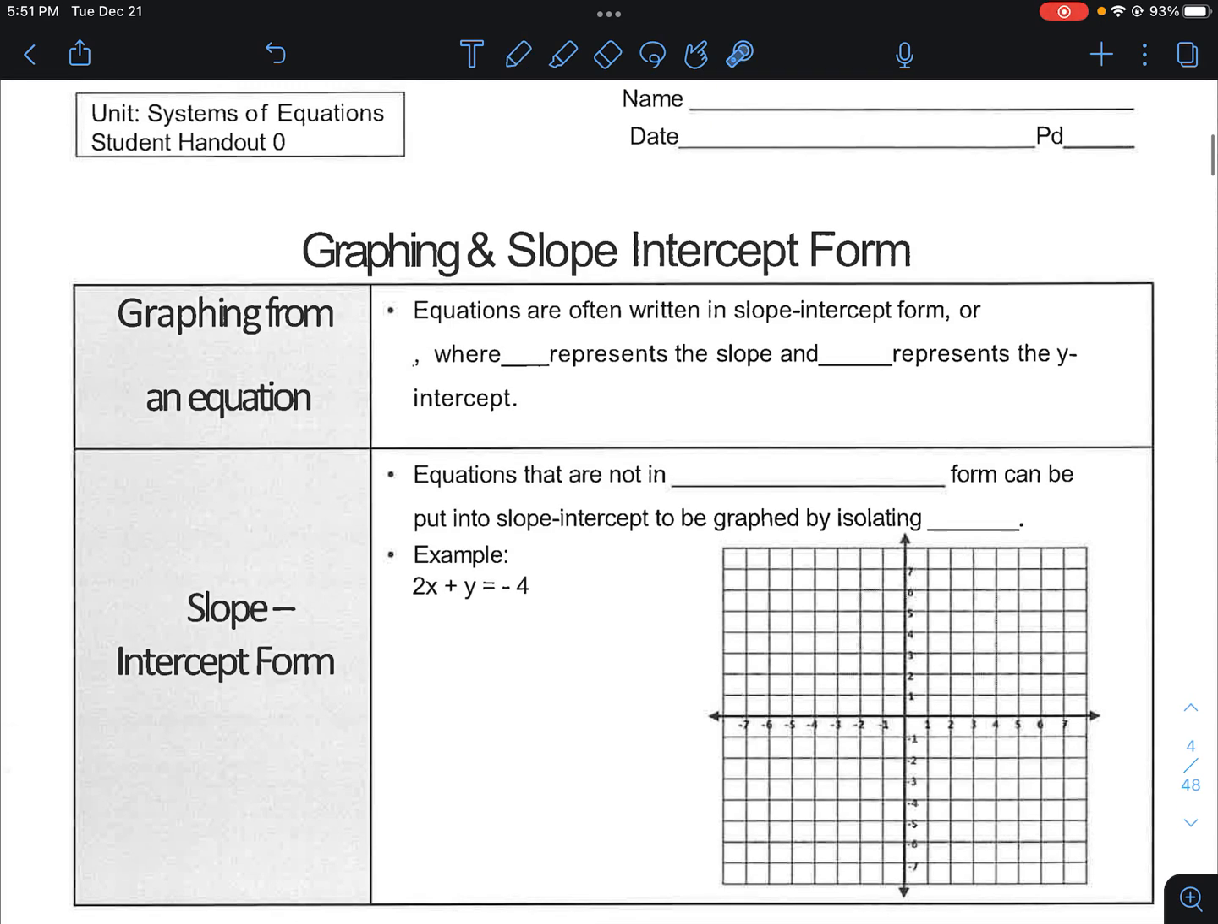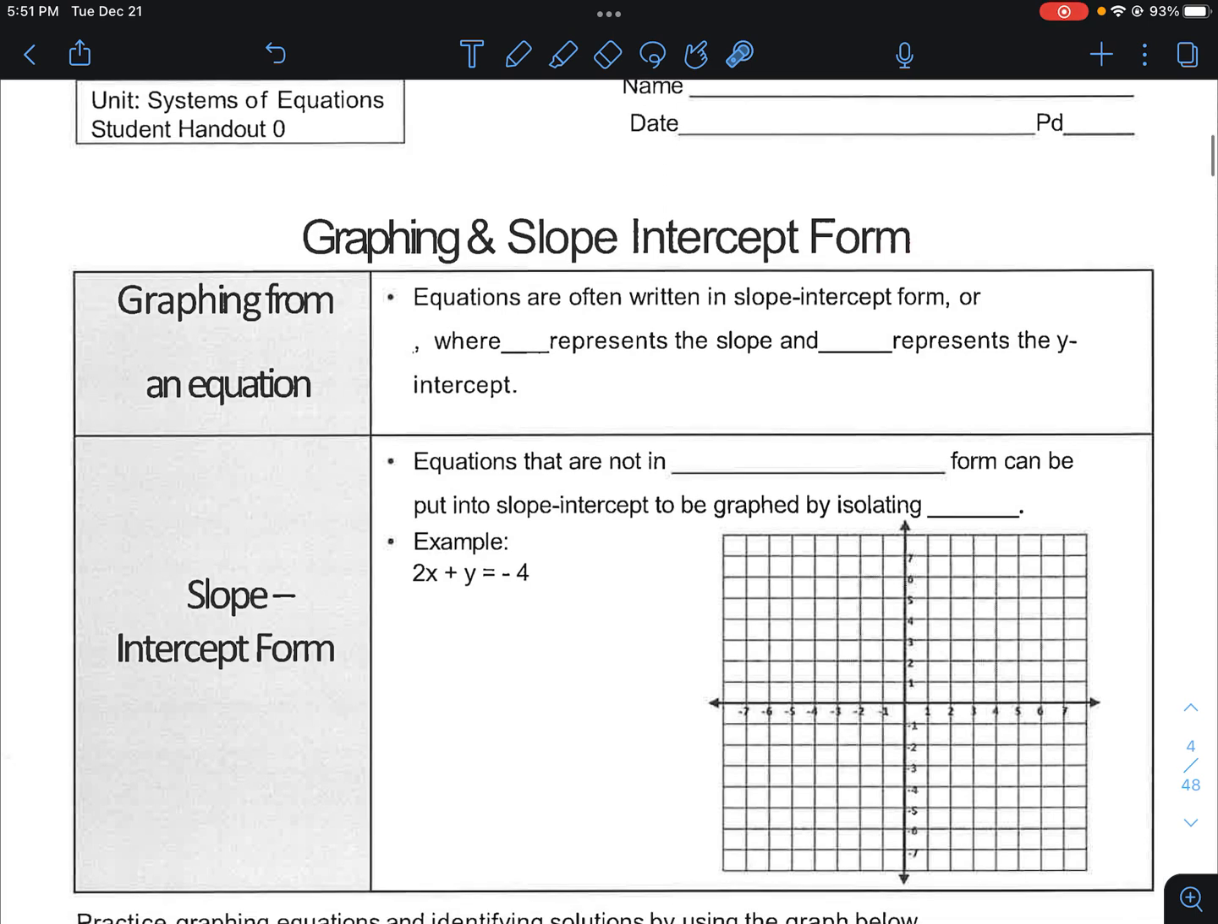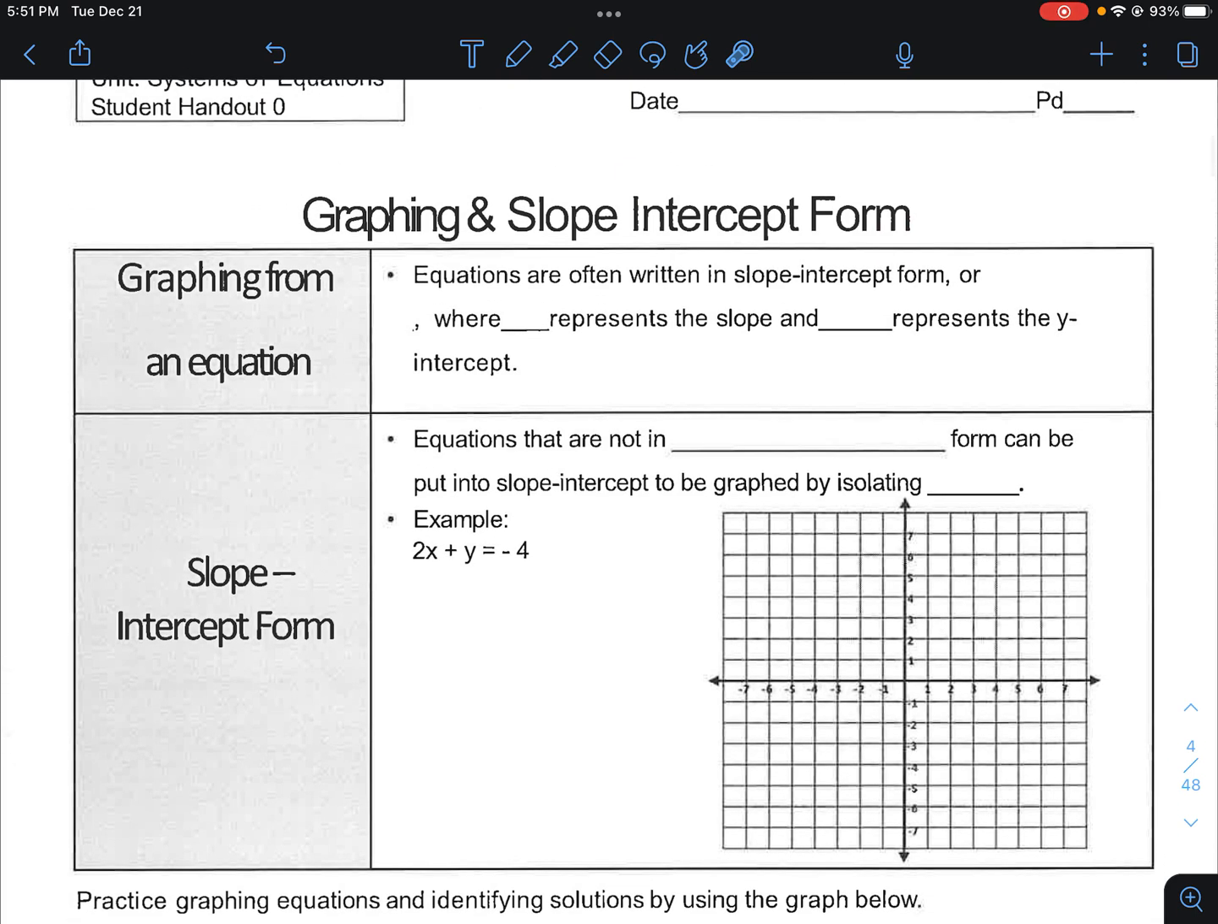In this video, we are going to learn about graphing in slope-intercept form. So, graphing from an equation. Equations are often written in slope-intercept form, or y equals mx plus b, where m represents slope and b represents the y-intercept.